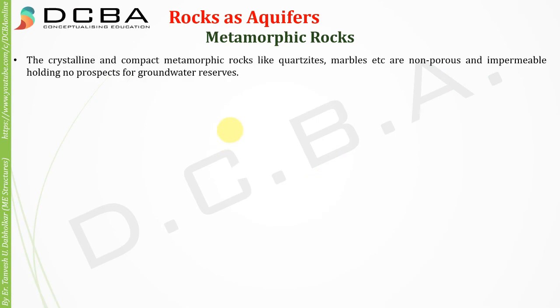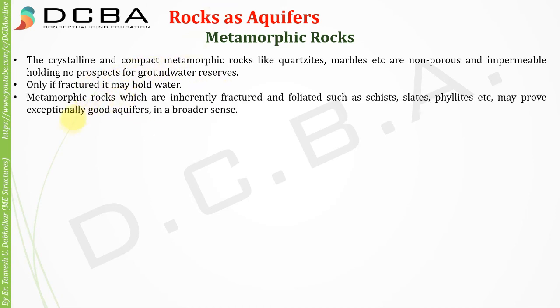So metamorphic rocks also have a variation as aquifers, because the crystalline and compact types of metamorphic rocks do not form a good aquifer. These rocks include quartzites, marbles, etc. and they are non-porous, impermeable, so the water cannot enter, neither can it leave, and there is no prospect for groundwater reserves. Only if there is cracking involved, as we saw in the igneous rocks case as well, aquitards, right? Only if fracture is there in the rock, then it can hold water.